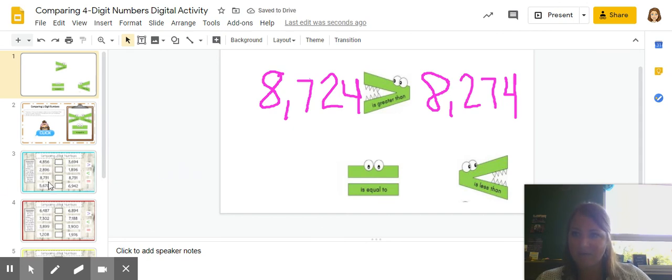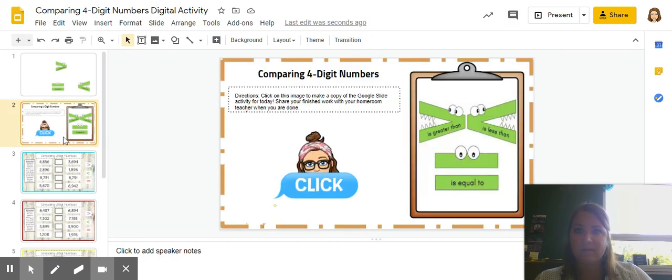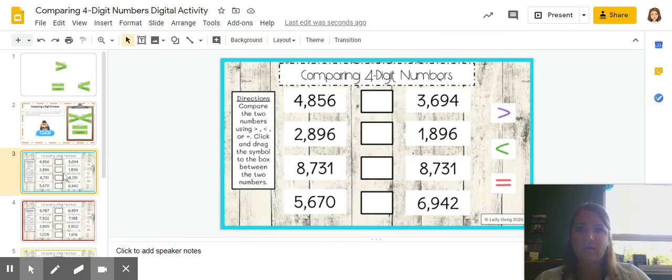I'm going to go ahead and show you guys what you're going to be doing today for your practice. So after you make a copy of the Google slide, you are going to be comparing the two numbers using greater than, less than, or equal to. We're going to click and drag the symbol to the box between the two numbers. So in this first example, we have 4,856 and 3,694. Both numbers in the thousands place, so we can compare those digits in the thousands.